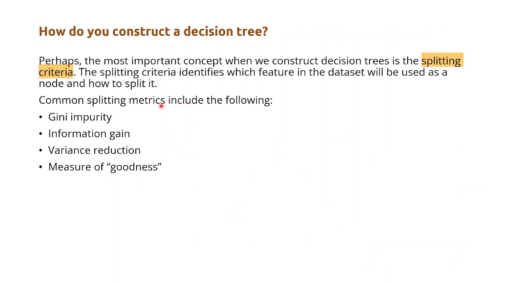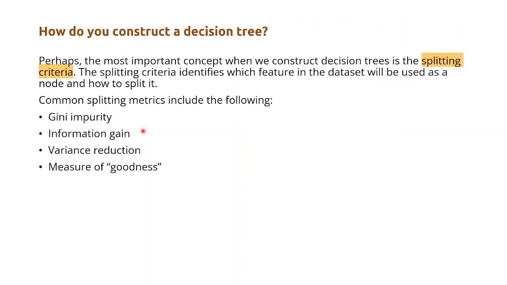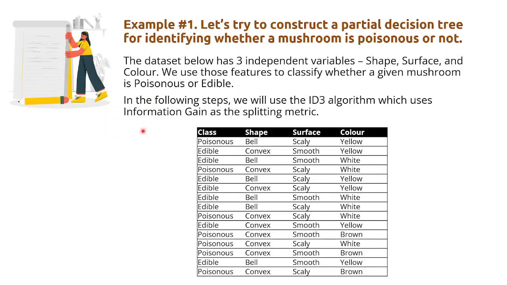So common splitting metrics include the following. We have Gini impurity, information gain, variance reduction, and measure of goodness. In this next slide, we will try to construct a decision tree using the ID3 algorithm. The ID3 algorithm uses information gain as the splitting metric. Any questions so far before we continue? None? Okay.